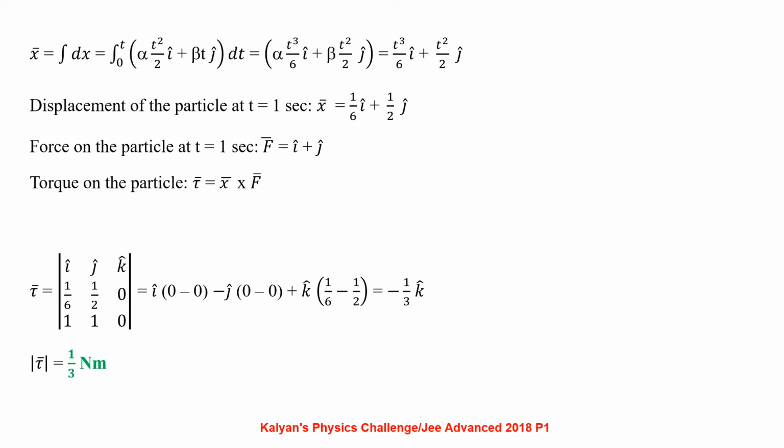For the force on the particle at t equal to 1 second, F bar equal to i plus j. So the torque on the particle tau bar equal to x bar cross F bar. Carrying out the cross product, we get tau bar equal to minus 1 by 3 k cap. So the magnitude of torque is 1 by 3 Newton meter.